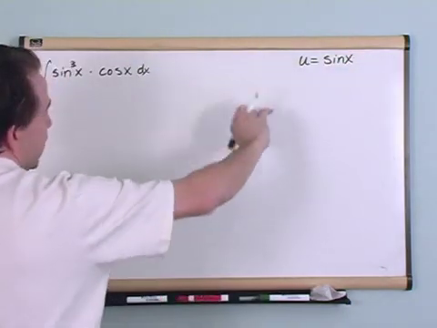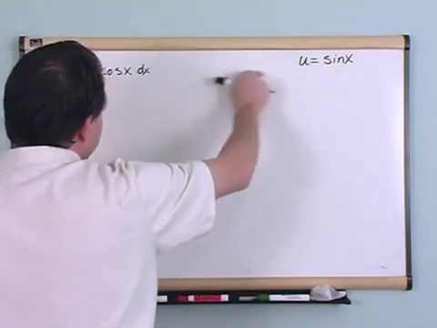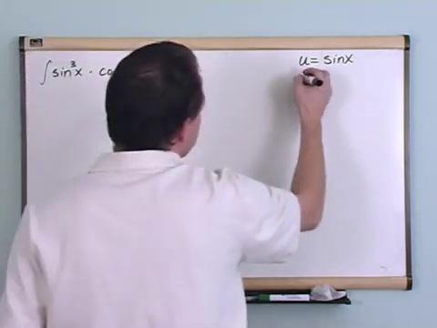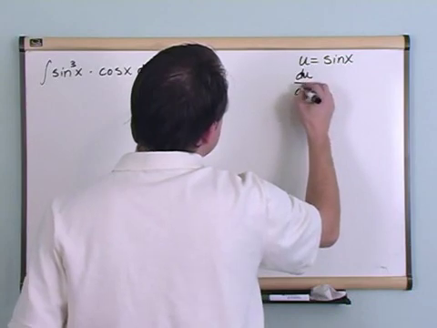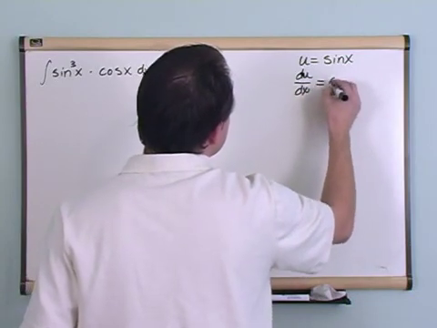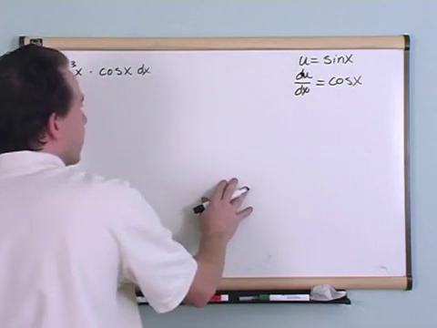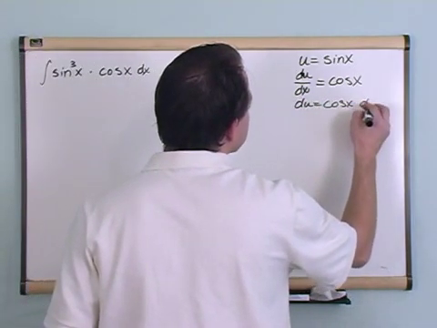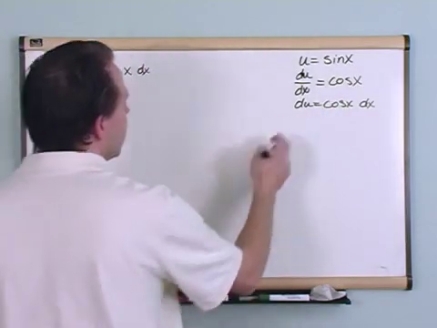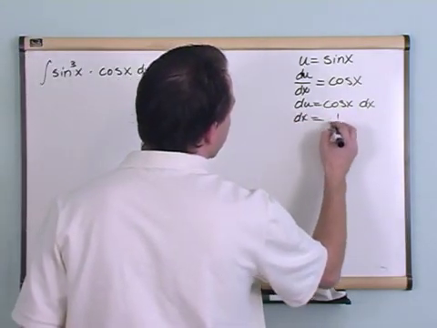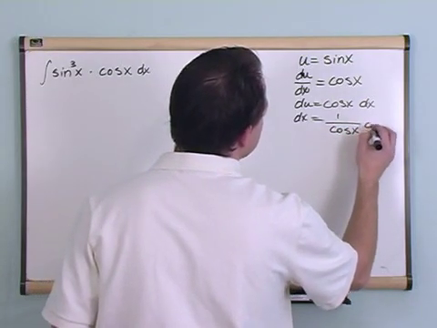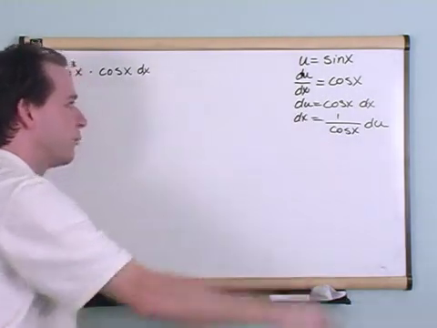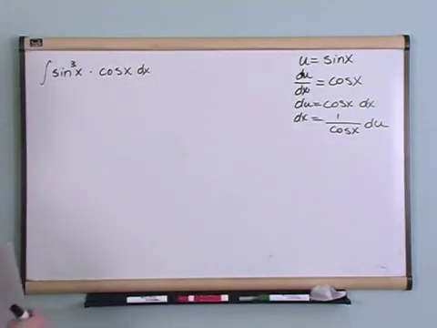Now notice right off the bat, I know I'm going to take a derivative of this, which is going to end up canceling with this, because the derivative of sine is cosine. So let's show that. du/dx is equal to cosine of x. Then du is equal to cosine of x dx by multiplying through by dx. And so dx is 1 over cosine of x times du. Same steps we did for every single problem. We just defined u and we went from there.